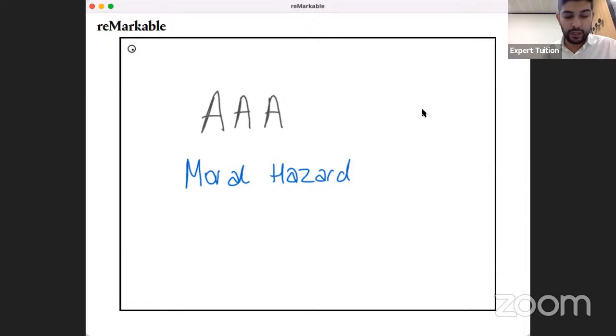Second question is, if you have a low interest rate, are people more or less likely to borrow money? Well, they're more likely to borrow money because it's cheaper to borrow money. As a consequence, consumption is going to go up.